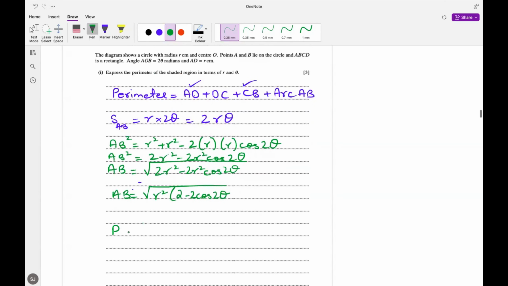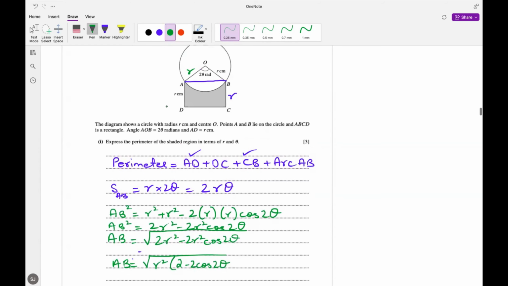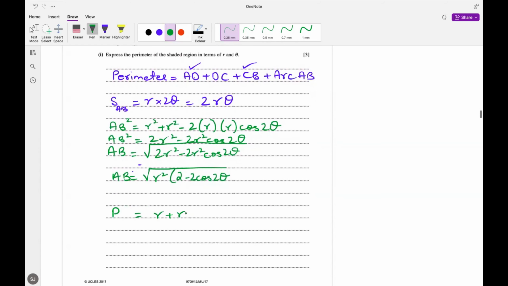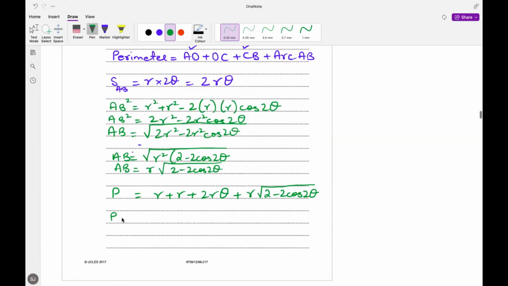So finally, the perimeter will be given as r, the length of AD, plus r, the length of BC, plus the arc length, which was 2r theta, and the length of AB, which was, taking the square root of r squared, r times the square root of 2 minus 2 cos 2 theta. And we can simplify the final answer by adding r and r. So this will become 2r plus 2r theta plus r times the square root of 2 minus 2 cos of 2 theta.